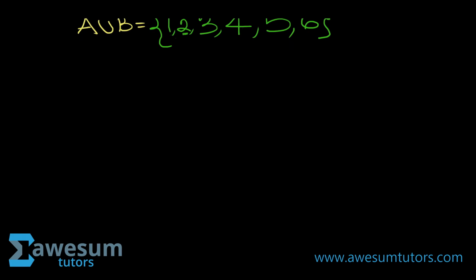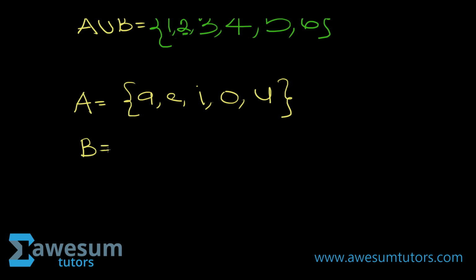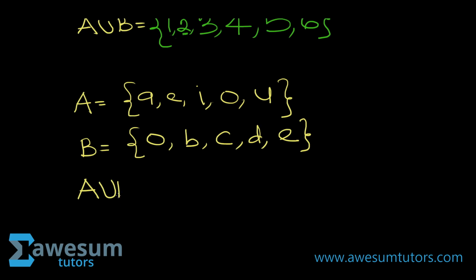Let's say we have another one this way. Set A is A, E, I, O, U. Set B is O, B, C, D, and E. And the question has asked you to find A union B. How do we find A union B?